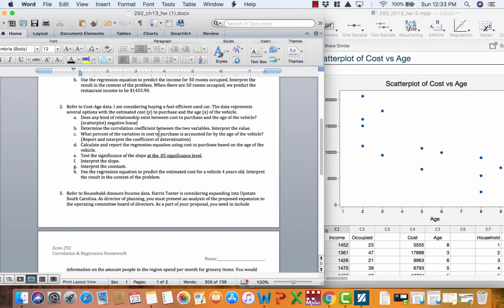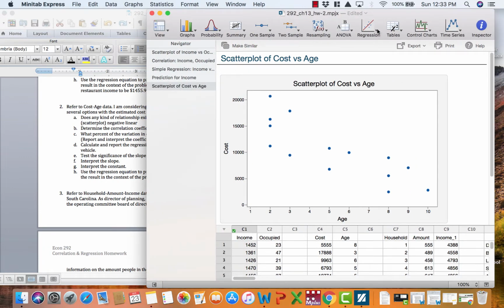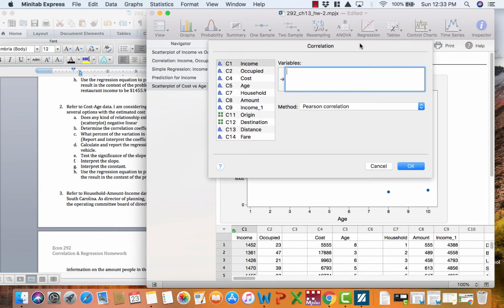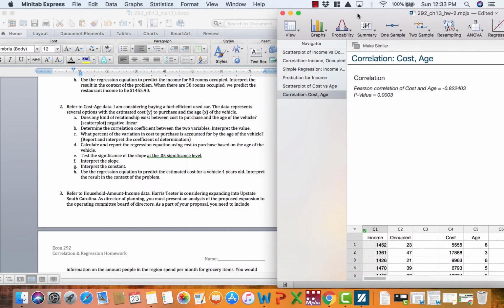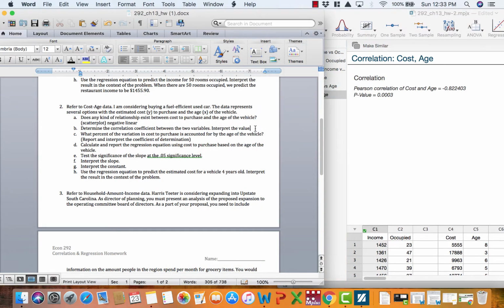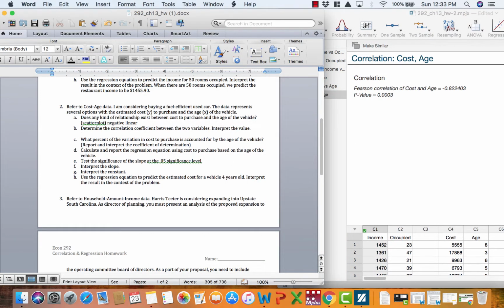Determine the correlation coefficient between the two variables. So we go into correlation, cost and age. What we see here is that R equals negative 0.822403. So we would say here there is a strong negative linear relationship.